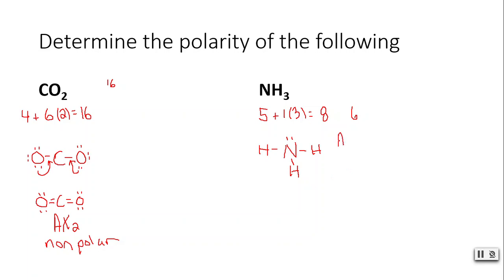Its VSEPR notation, considering nitrogen as the central atom, is AX3E. And while X, hydrogen, is all the same outer atom, I see that lone pair of electrons on the central atom. That lone pair of electrons changes the overall charge distribution of that molecule. So due to that lone pair of electrons on the central atom, this molecule NH3 is polar.